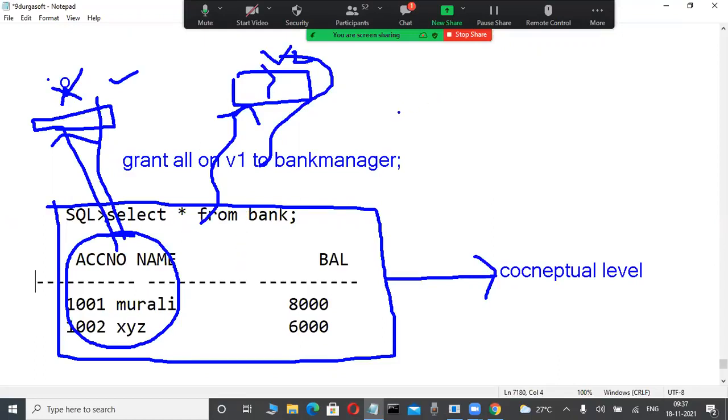This is called the external level. The external level defines the users' view of the database. That is nothing but views.